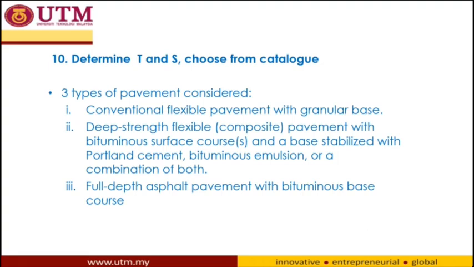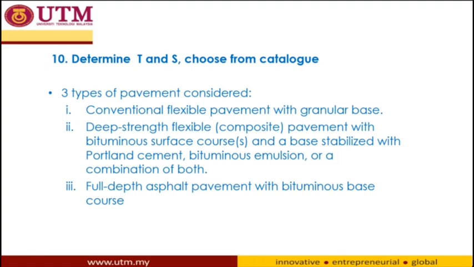The first one is the conventional flexible pavement with granular base, and then deep strength flexible, which refers to the composite that combines pavement with bituminous surface course and a base stabilized with Portland cement, or bituminous emulsion, or a combination of both. And then full depth asphalt pavement with bituminous base course. So what is the difference between these 3? The difference is based on the material selected for the road base layer.